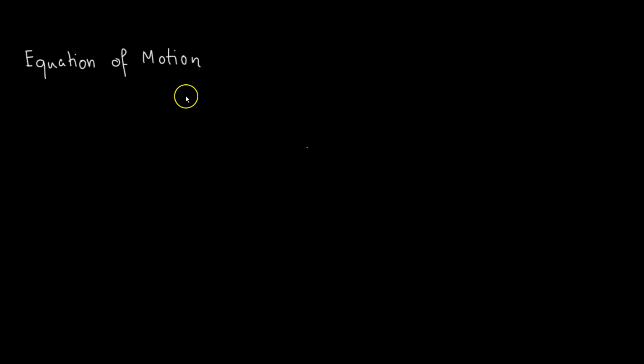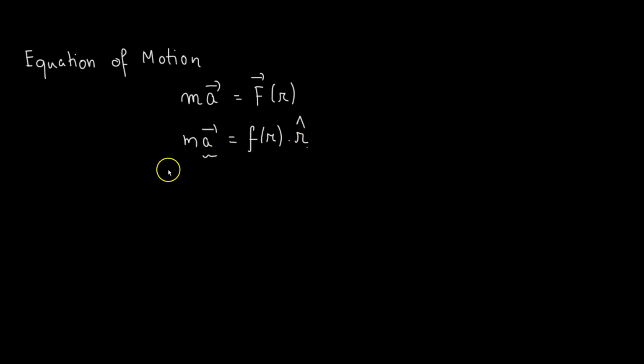So from Newton's second law of motion, we know that mass times acceleration equals the force acting on the particle, which is a function of distance r. Fine. So that means we have m a vector equals the force expression, which is f, a function of r, times r cap. Now let's substitute the value of acceleration on the left hand side.